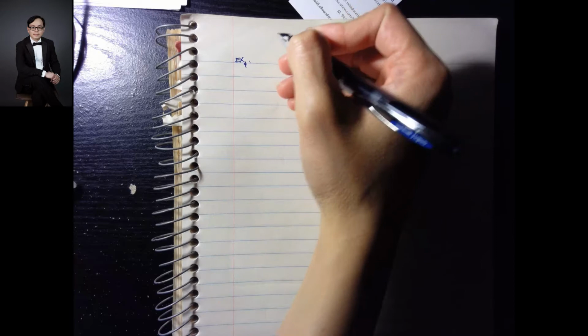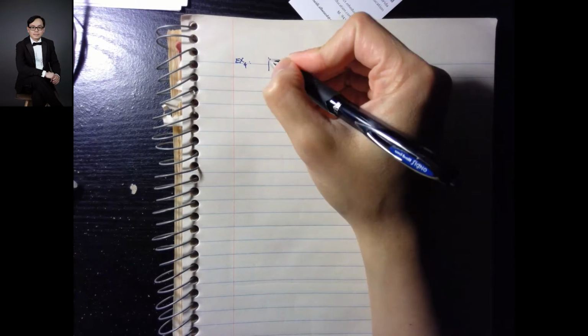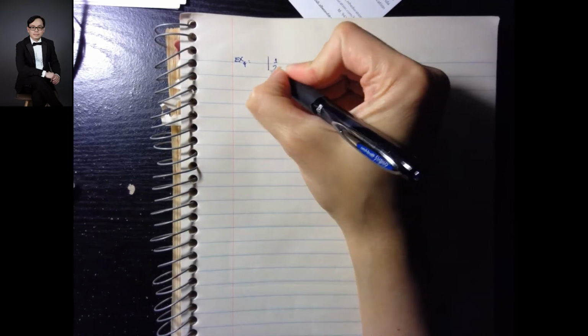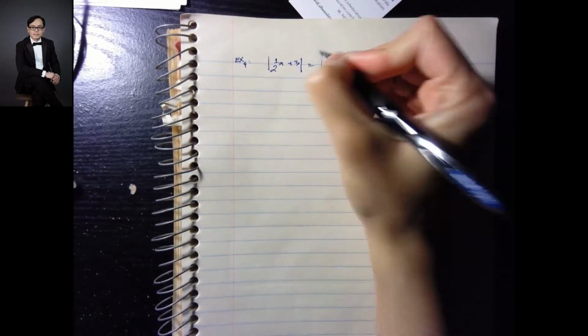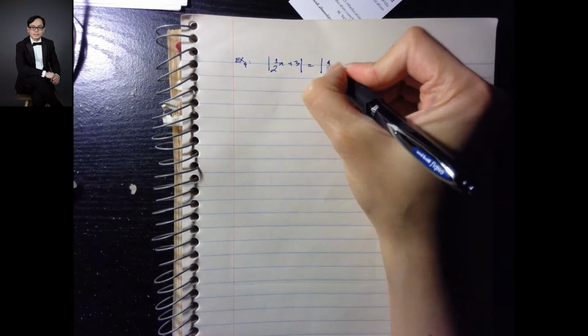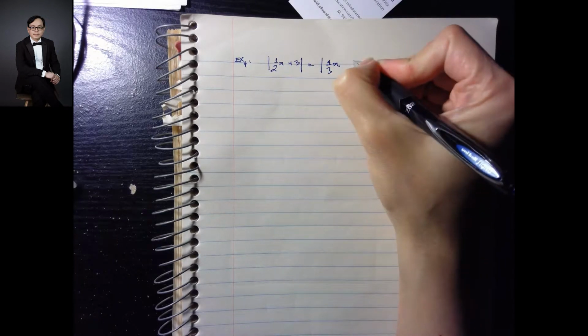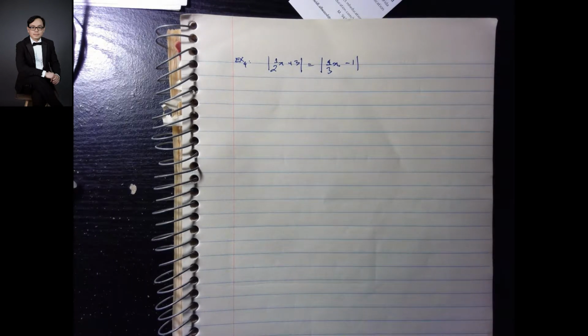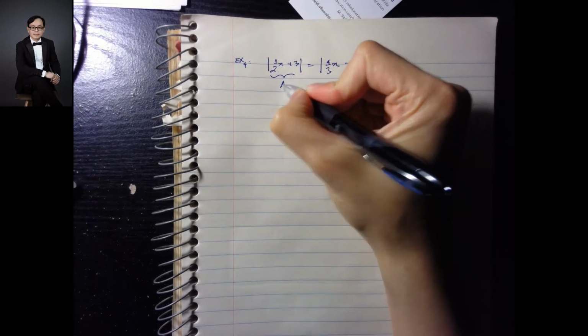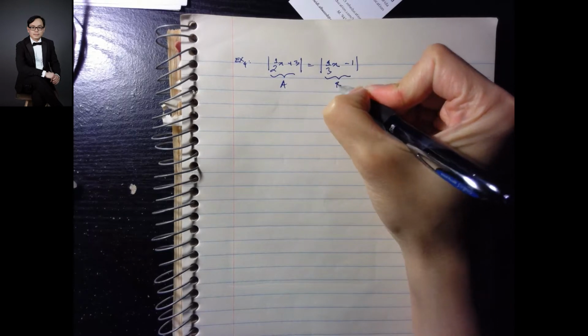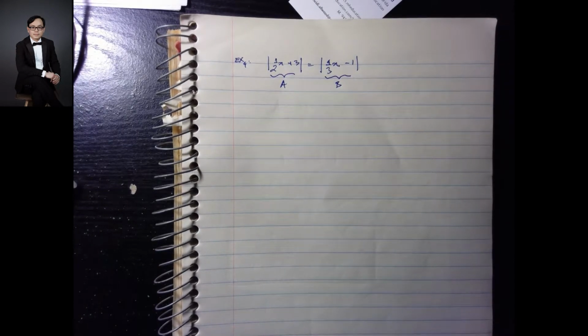Absolute of 1/2 x plus 3 equal 4/3x minus 1. Oh my god, this equation is in the form already. It's in the form absolute of A equal absolute of B. So basically, if you want to solve it, you just apply the general method: A equal B or A equal negative B.